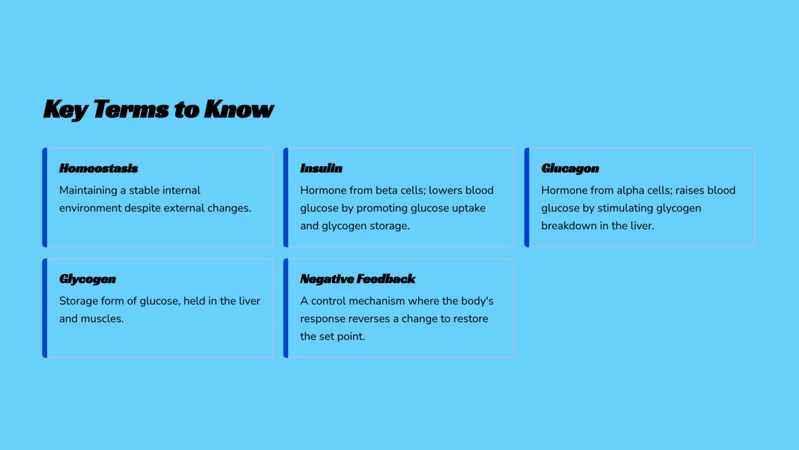Key terms include homeostasis, maintaining a stable internal state; insulin, the hormone that lowers blood glucose; glucagon, the hormone that raises it; and glycogen, the storage form of glucose. These are all controlled by negative feedback.